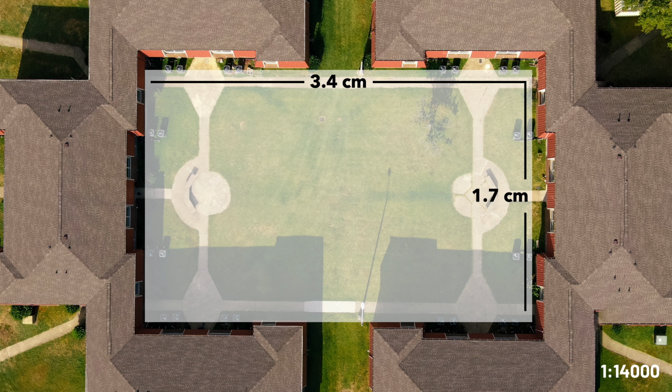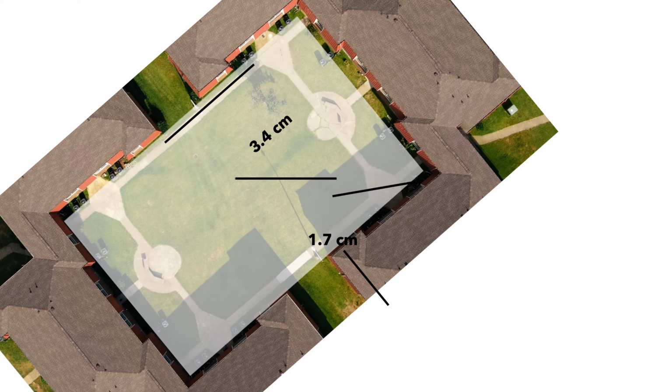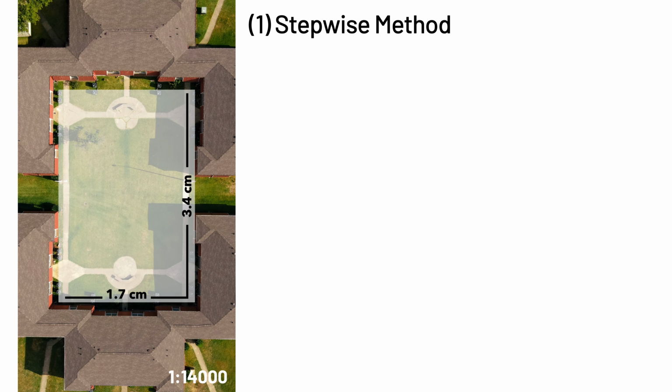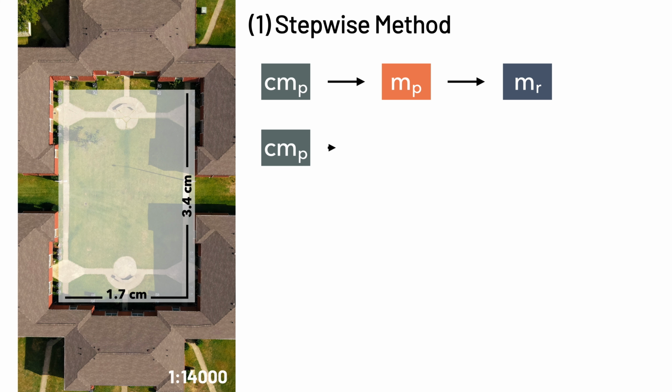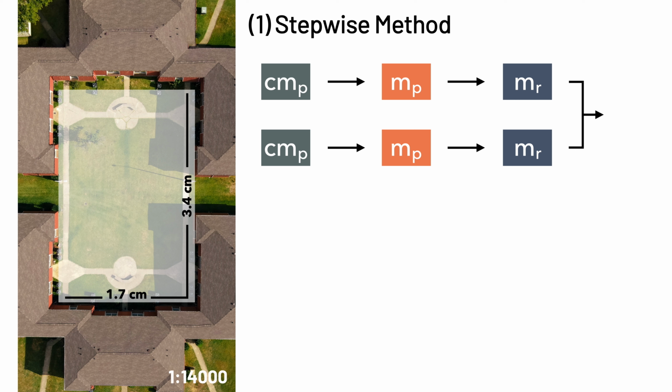We will start with the stepwise method. We are going to approach the problem as two unidimensional problems, i.e. we're going to do one for each side of the courtyard. We will start with one side in centimeters in the photo, convert it to meters in the photo, and then meters in reality. We will then follow the same path for the other side, centimeters in the photo, meters in the photo, and meters in reality. Once we have both sides in meters in reality, we will use this to calculate the area. Given that the area of a rectangle is length times width, we will multiply both sides to determine the area in meters squared in reality.